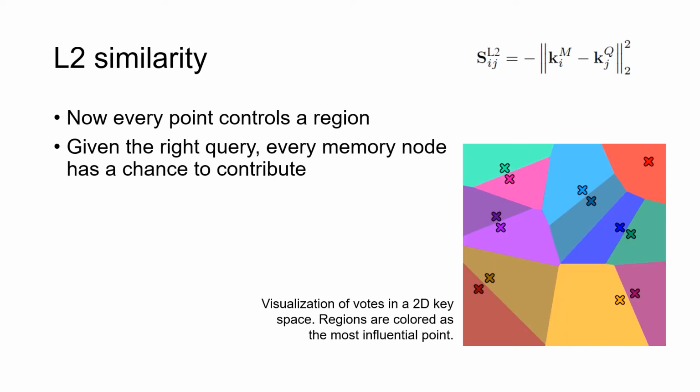We propose using L2 similarity, which is negative squared Euclidean distance as shown at top right. With L2 similarity, a Voronoi diagram is formed on the right. Now every memory point can have a chance to contribute significantly to a query if the query feature matches that of the memory. This leads to much better use of the memory space.